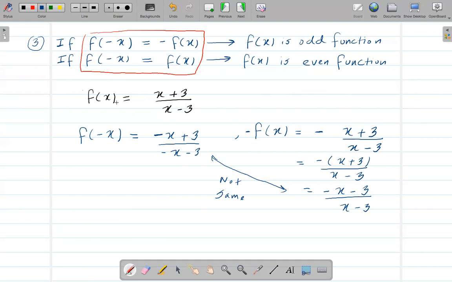Again, let's check the second one. For even, we need to see the same thing, f of negative x and f of x. So again, these two are also not the same, right? So it doesn't satisfy the odd condition, and it doesn't satisfy the even condition. So that means this function is neither even nor odd. So we can say not even, not odd, okay?